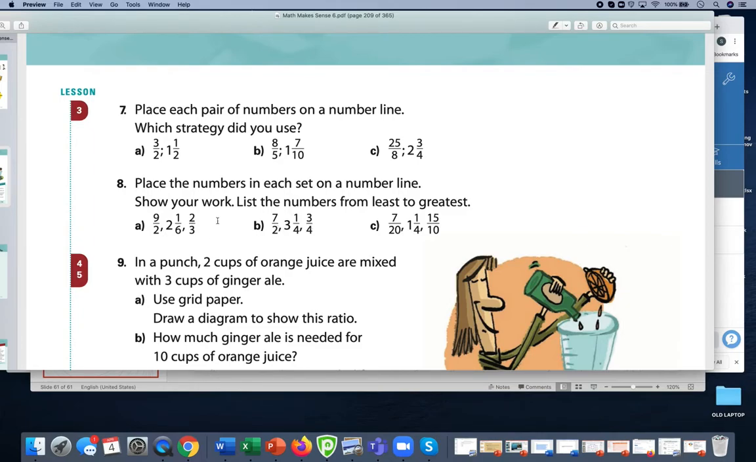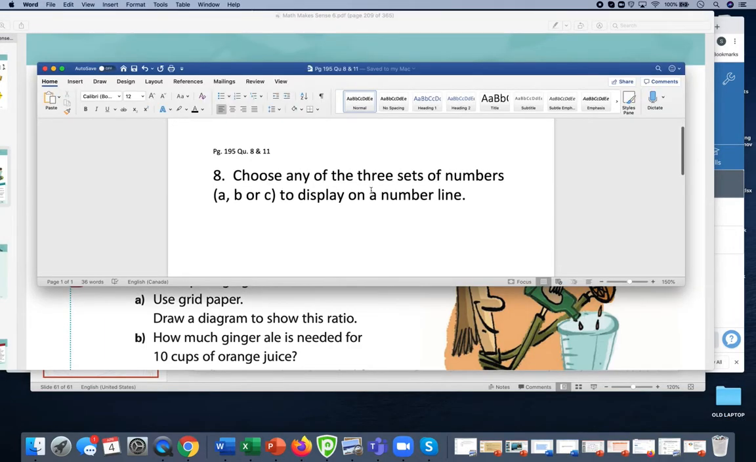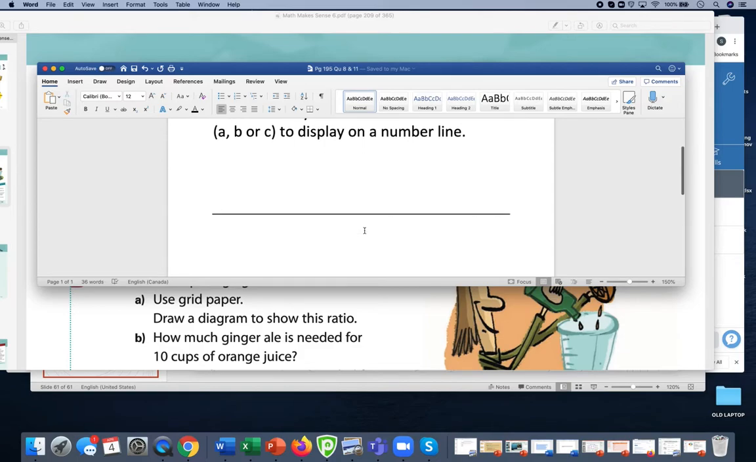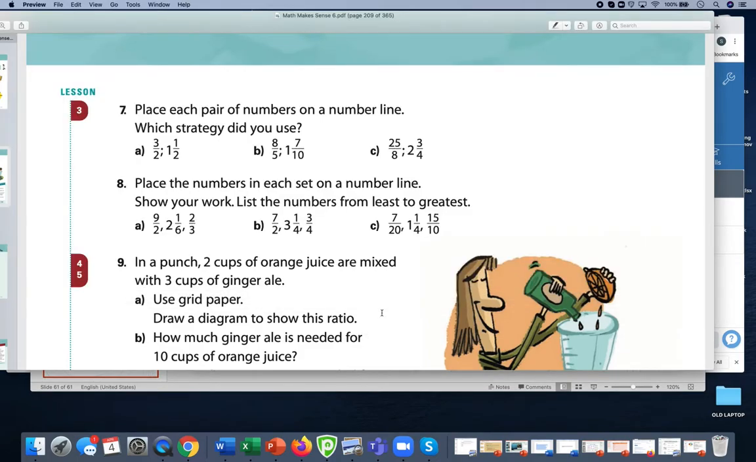Okay, so for this one, this is what I would like you to do on Seesaw. I've made up this, you're going to see it. So choose any of the 3 sets of numbers, A, B, C, or D, to display on a number line. I've given you a number line here. Even though it says here there's A, B, and C, you do not need to do all of them unless you want to. You only need to show me one of them that you choose on Seesaw.